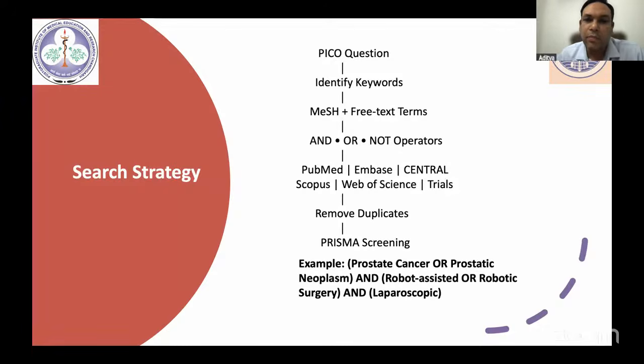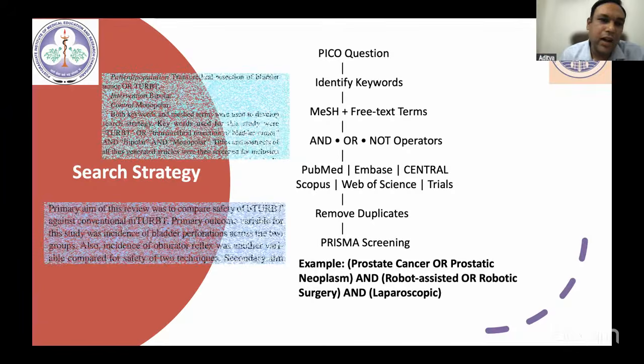So for example, our previous question was on whether robotic assisted prostatectomy is better than laparoscopic prostatectomy. So we have keywords like prostate cancer combined with an operator or prostatic neoplasm, and robot assisted or robotic surgery and laparoscopy. And it is very important that you save this search strategy upfront, so that at any point of time the results you are getting, at that particular date, are mimicked by whosoever is searching that.